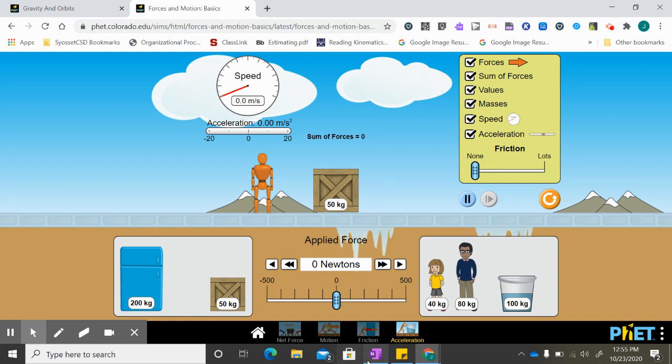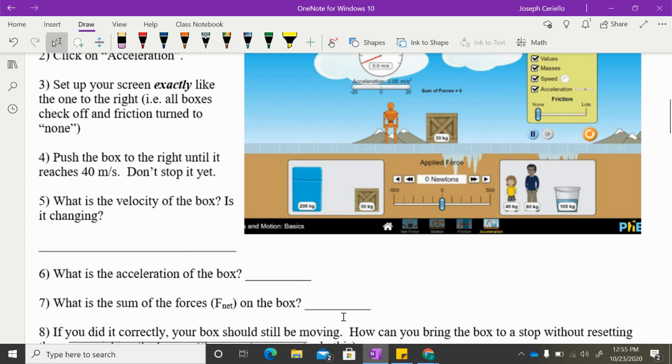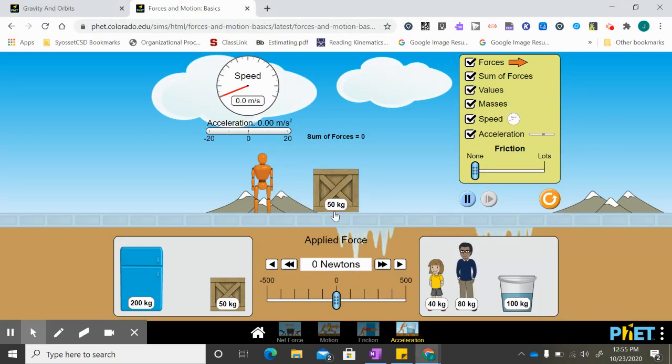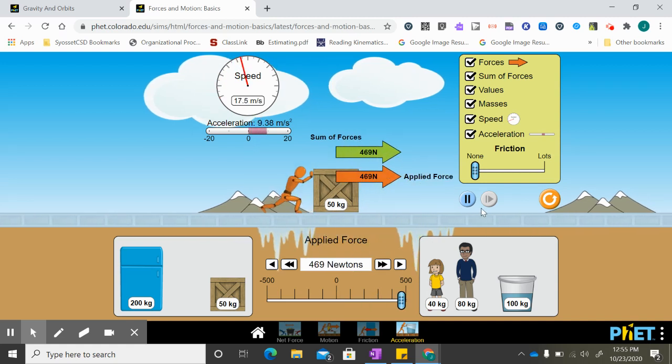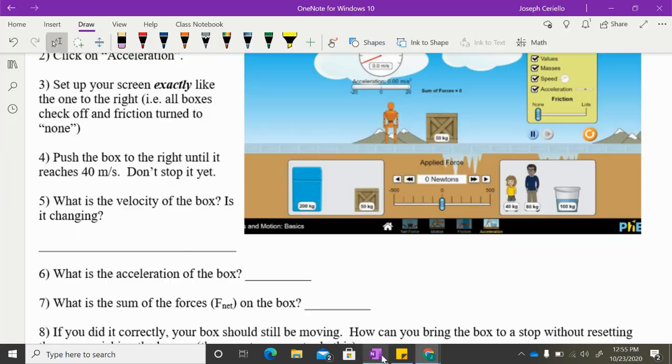All right. So the first thing it says to do is push the box until it reaches 40 meters per second. Don't stop it yet. So let's go to that. I'm just going to push it. I can either click on the guy or I can click on the applied force thing. All right, so there it is, 40 meters per second.